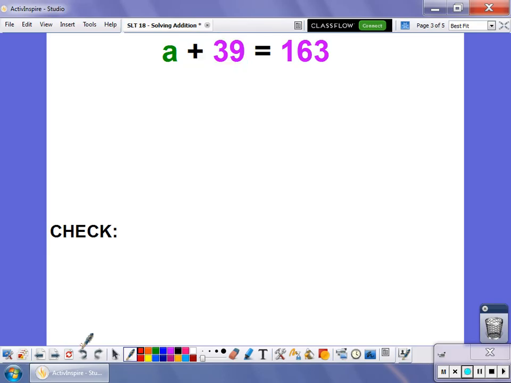So this says plus 39. The opposite would be minus 39. And I have to do the same thing on both sides of my equal sign. So I'm going to subtract 39 over here as well. Now the nice thing about this unit is it's okay to use a calculator. I know that 39 take away 39 is 0, so all I'm left with over here is just an A.